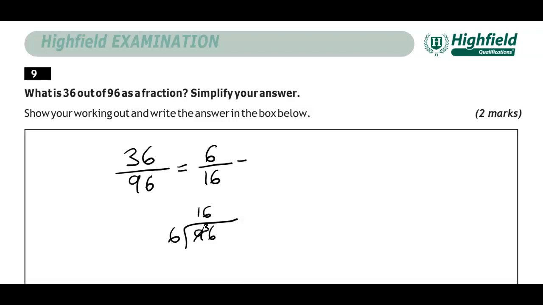Now we can still divide these by 2. So 6 divided by 2 gives us 3. 16 divided by 2 gives us 8, and we can't go any further. So 3/8 is the answer.